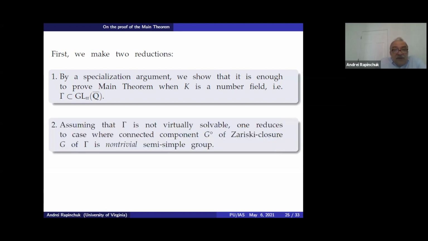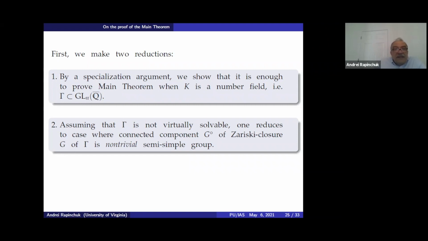The second reduction is also easy. So now assume that gamma is not virtually solvable. Then one can take its Zariski closure and divide by the radical of the connected component of the Zariski closure. And this reduces us to the case where the Zariski closure of our linear group, or rather its connected component, is a non-trivial semisimple group. That's the second obvious reduction.